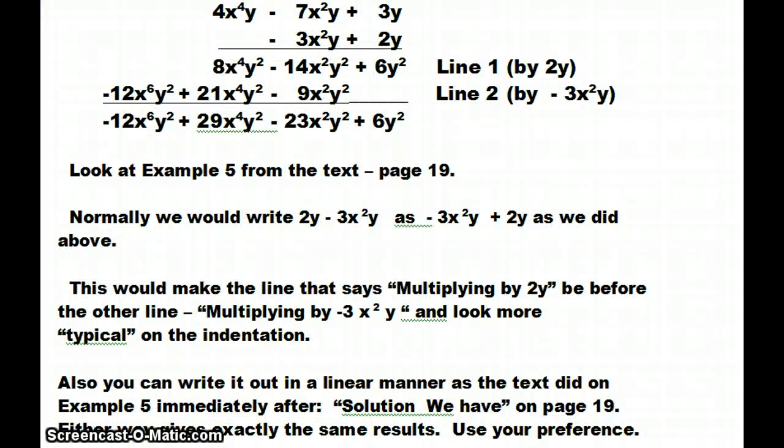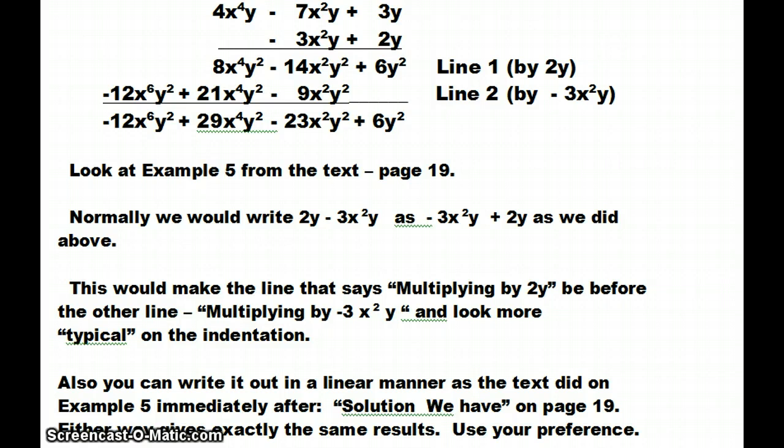This continues the lecture on multiplication of polynomials on section R3. The problem that you see listed here at the top of the page is the one that I just asked you to work. Hopefully you got the same answer that's listed here. If you would, pull out page 19 of your textbook and look at example 5. You might want to pause the video here while you get that page turned to in your textbook.